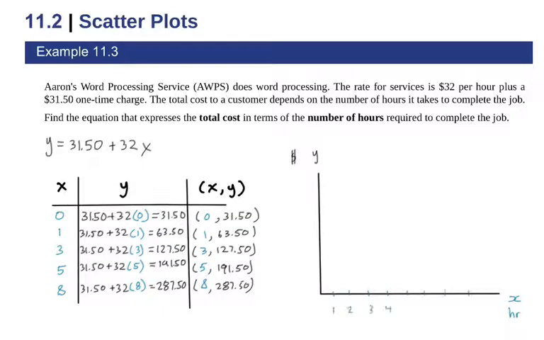So the x-axis is going to be hours, and then on our y-axis, we're going to have money. A lot of times the point of a graph is to make something nice and clean, so I don't have to label exactly 31.50 or 63.50 or 191.50. I'm going to pick some values that are nice and clean, and then we'll fill these in where they fall. So that first point, 31.50, is going to be somewhere around there on the y-axis for x is 0.